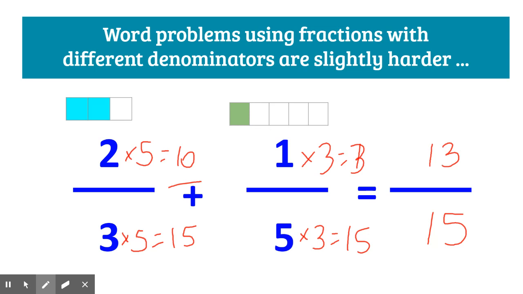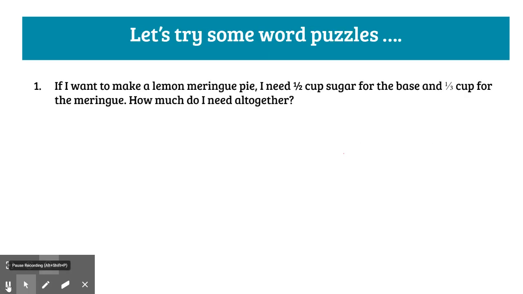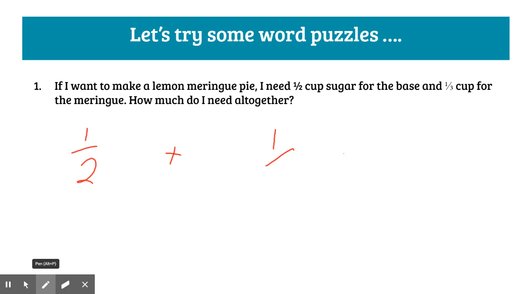Okay, I've made the two bottoms the same number, and then I can add them together. So here's our first word problem. If I want to make a lemon meringue pie, I need half a cup of sugar for the base and 1/3 of a cup for the meringue. So if I have half a cup of sugar, and then I want to add together 1/3 of a cup of sugar, but I need to make sure that I buy the right amount. So how much do I need to buy?